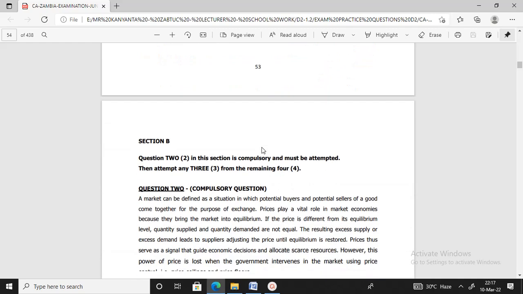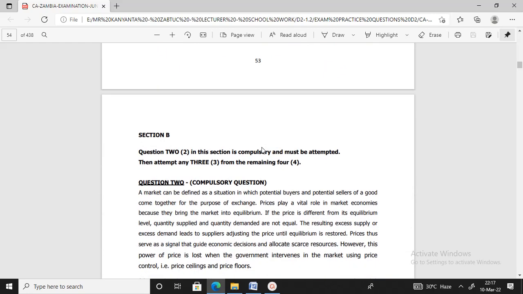Okay, so let's move on to section B and try to see what we have there. A market can be defined as any situation in which potential buyers and potential sellers of goods come together for the purpose of exchange. Prices play a vital role in market economies because they bring the market into equilibrium. If the price is different from its equilibrium level, quantity supplied and quantity demanded are not equal. The resulting excess supply or excess demand leads to suppliers adjusting the price until equilibrium is restored. Prices serve as a signal that guide economic decisions and allocate scarce resources.